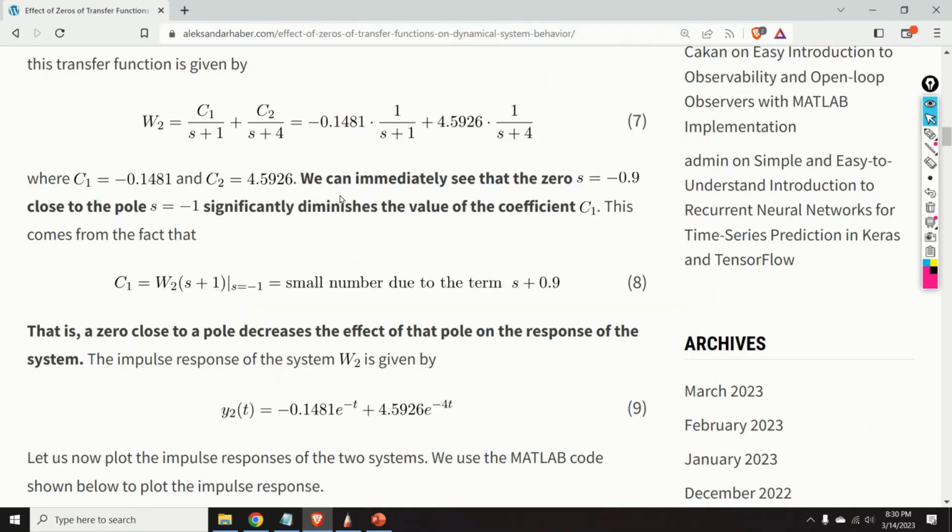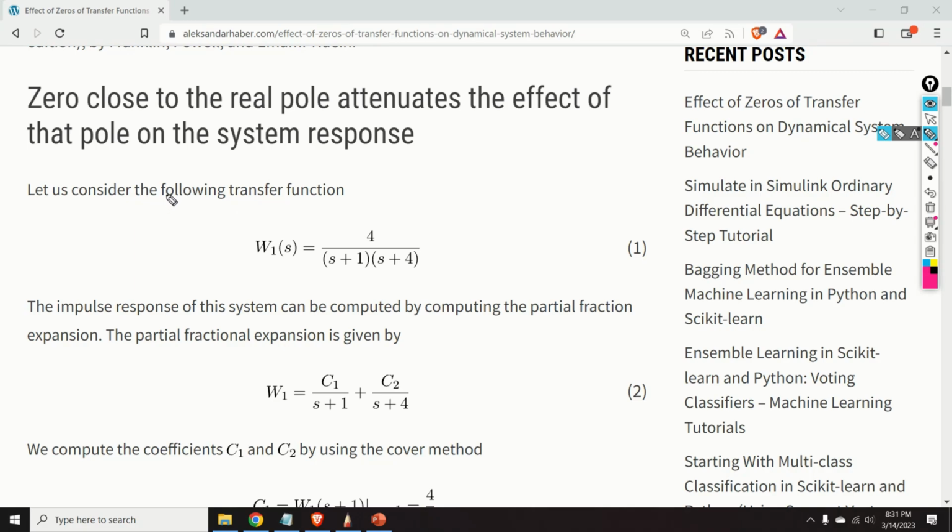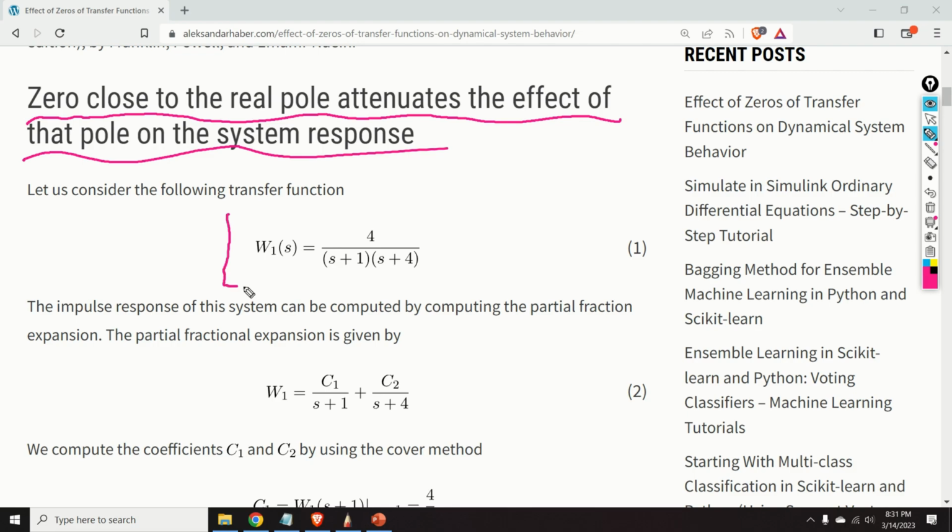The first important thing that you will learn in this video is that zeros close to the real poles attenuate the effect of the poles on the system response. And this is a very important observation. So let us consider this transfer function.